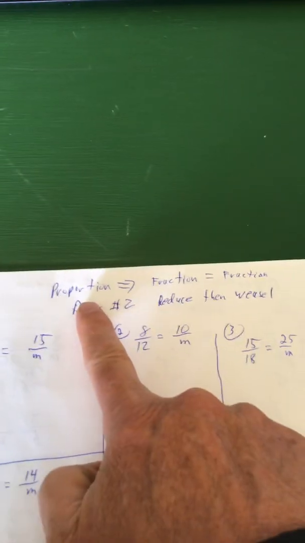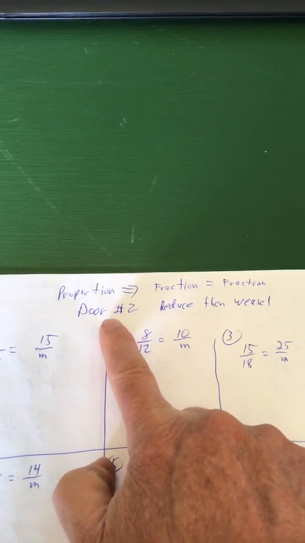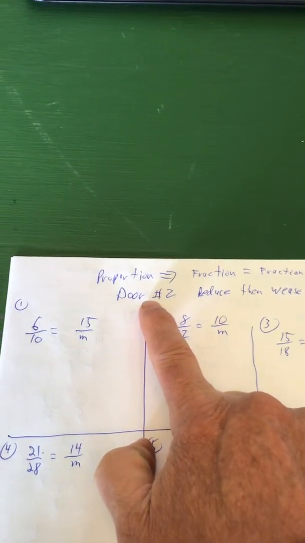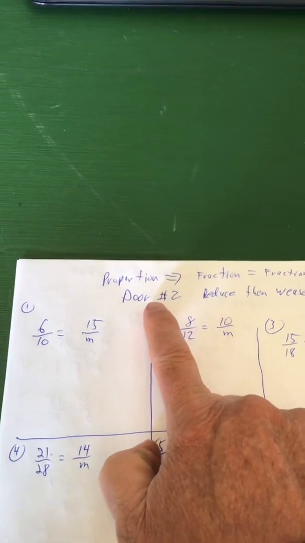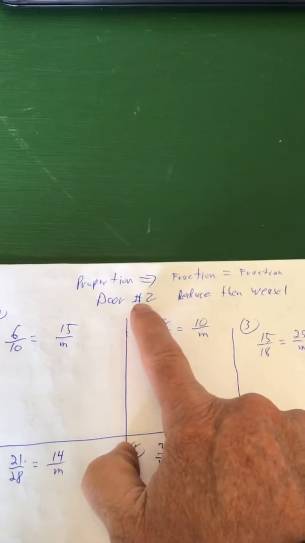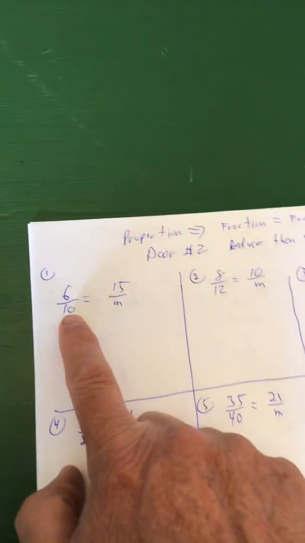Remember, a proportion is when a fraction equals a fraction. Now this is going to be door number 2. Remember, you always try to do door number 1 first. That's when they're easy, and you just weasel. Now if you can't do it easy, then you want to do door number 2, which is reduce, then weasel. And so here, I'll show you what I mean.